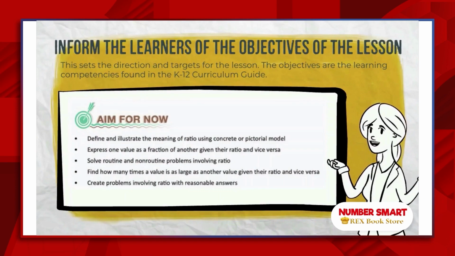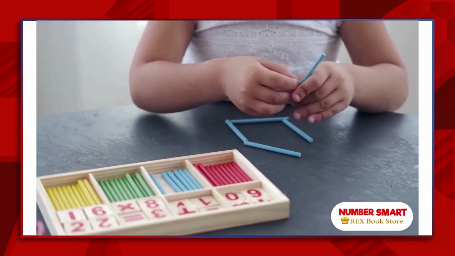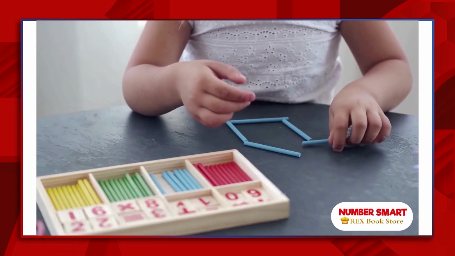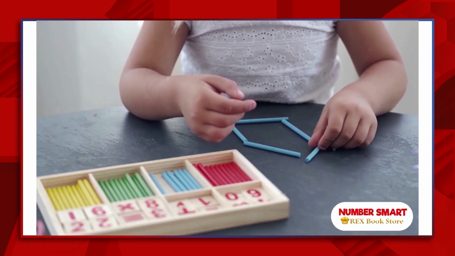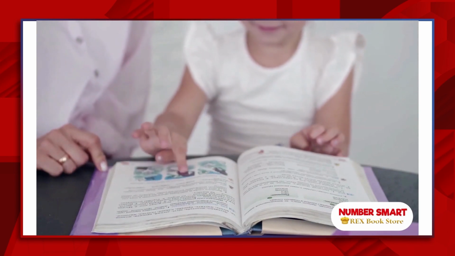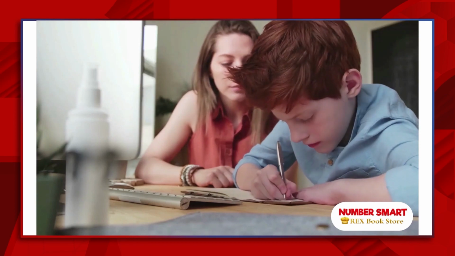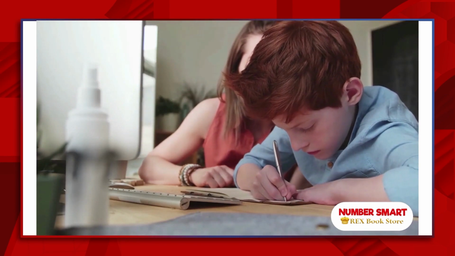This assures the teacher and the learner that the lesson is designed to achieve the competencies set forth by the Department of Education. Informing the students of the objectives gives them an idea of what they will be studying, and therefore they become responsible for their own learning as well. The objectives stated in Aim for Now set the direction and goals of the lesson. After doing the activities in the lesson, students are expected to have acquired the set objectives.